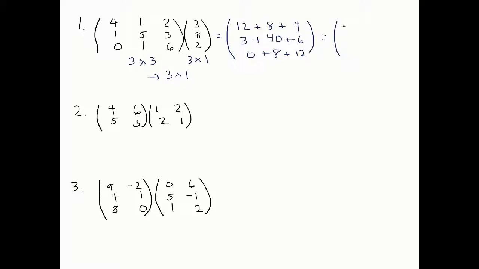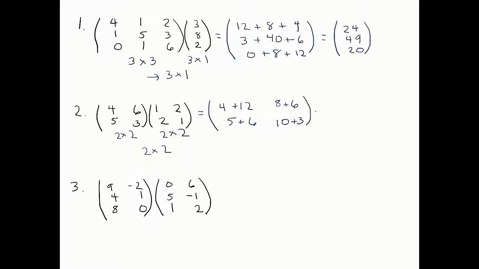Alright, next one. So square matrices, you can always multiply by square matrices of the same size. So this one's going to get you a 2 by 2. So we have 4 plus 12, 5 plus 6, 8 plus 6, 10 plus 3.